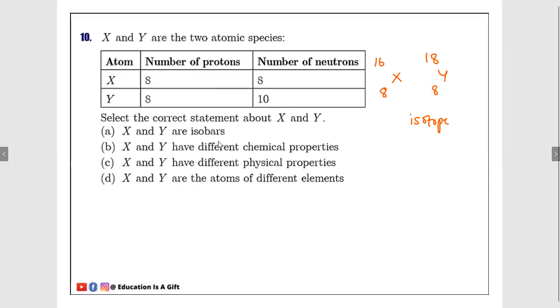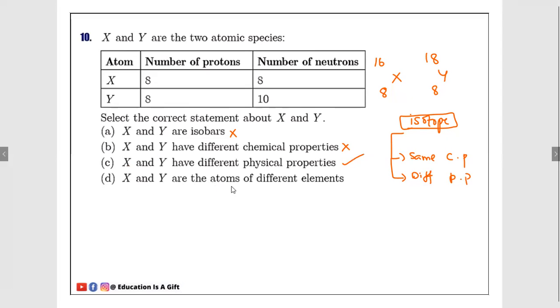X and Y are isobars? No, X and Y are not isobars. X and Y have different chemical properties? Guys, if it is isotope, it will have same chemical property, right? No. X and Y have different chemical property? Yes, we have to understand one thing. Isotopes will have same chemical property, but it will have different physical property. So this you can consider.